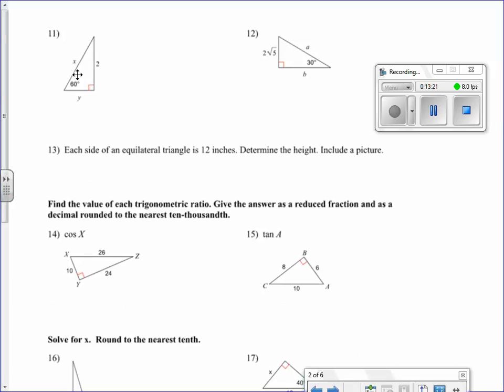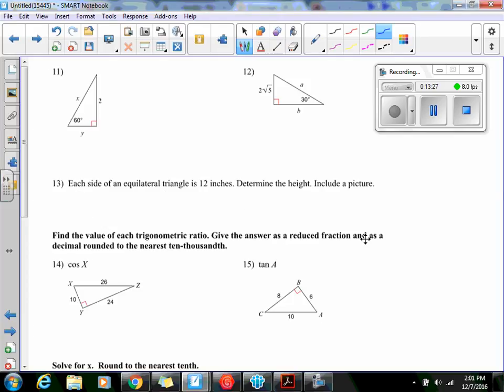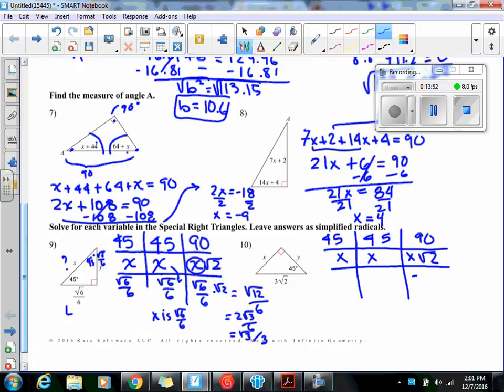So we are looking at number 11. It says find each side. Oh, I think I didn't finish the other problem on this first page. Let's go back. Sorry about that. So we have another 45, 45, 90. So this is 45, 45, 90. This is x radical 2. And then I know that the hypotenuse this time is 3 radical 2.